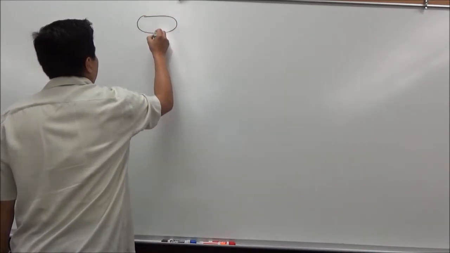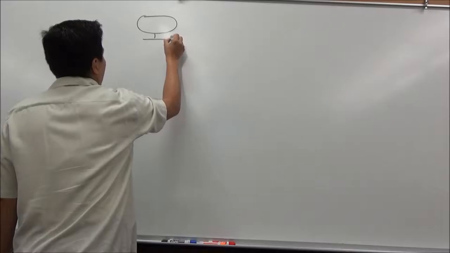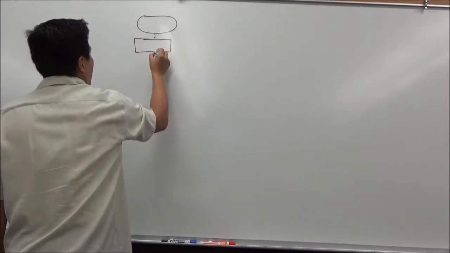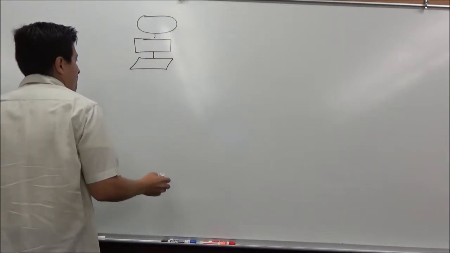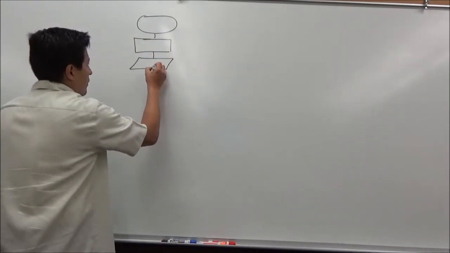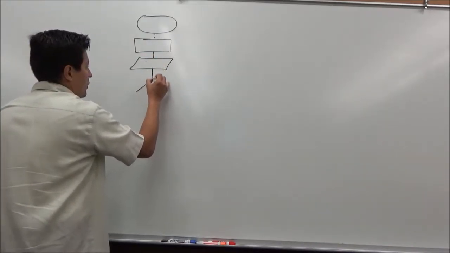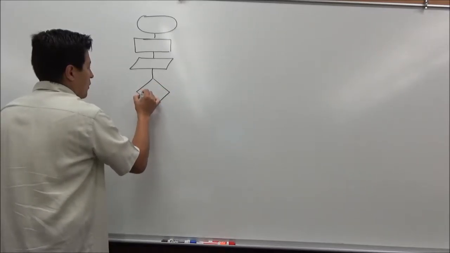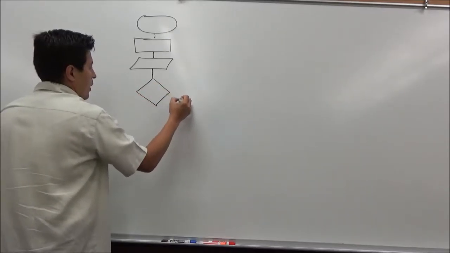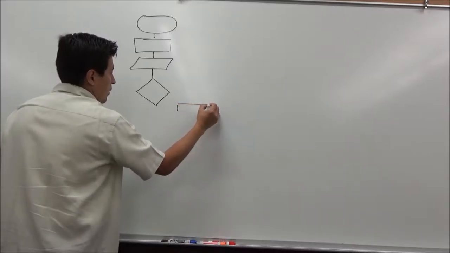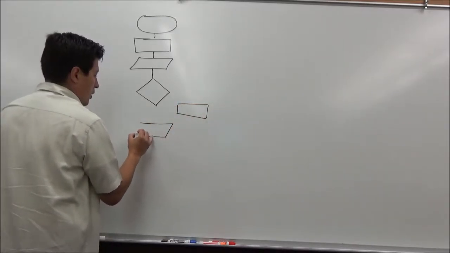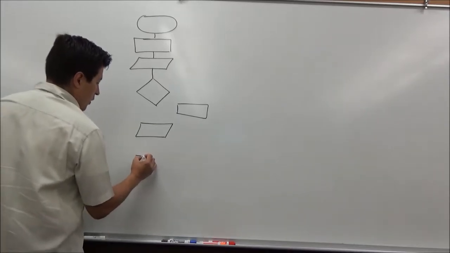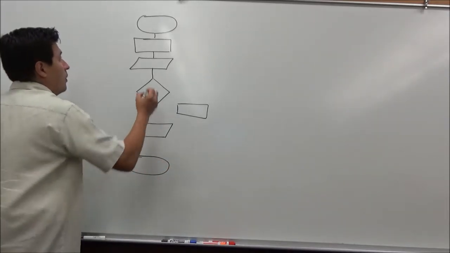That's our program. We got our variables initialized. We asked the user. And then we had a question. If the answer was yes, we did a calculation. If the answer is no, we display the factorial. And then we stop.